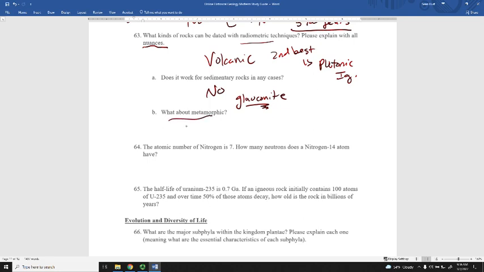What about metamorphic rocks? Generally, not great, but it can work, but it usually gives a date for the metamorphic event, not the actual age of the rock per se, because remember that metamorphic rocks start with a protolith. So when you date a metamorphic rock, if it is giving a good date, you're getting a date for the metamorphic event, not the protolith formation. So you're not really getting the true age of the rock.